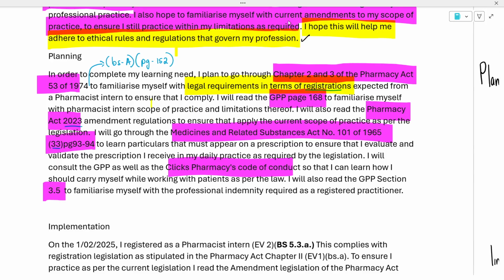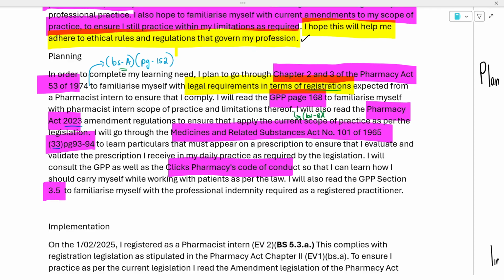Then page 168 of the GPP, there's a rationale for why you want to use it, but here you need to also do what you did with the Pharmacy Act, by including a behavioral statement, and then I think this is B, and then the page number is already included, so this is fine.